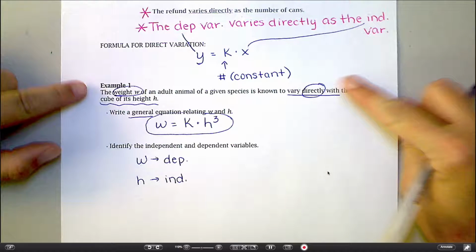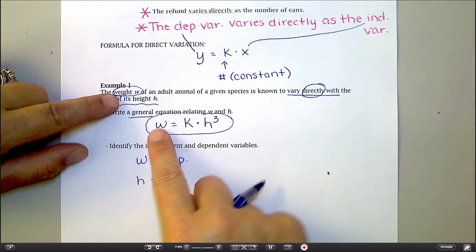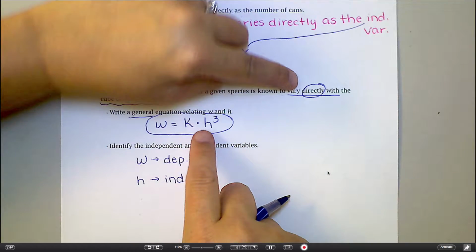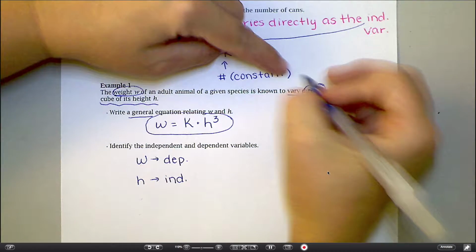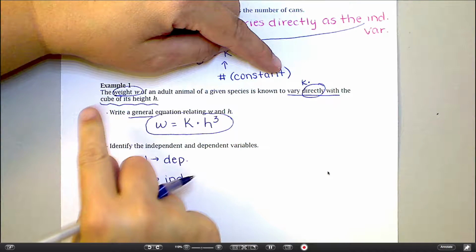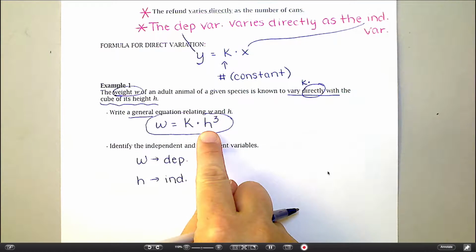And it always comes straight out of this sentence. So the weight varies directly. That tells me K times the cube of the height. That's H cubed. Okay?